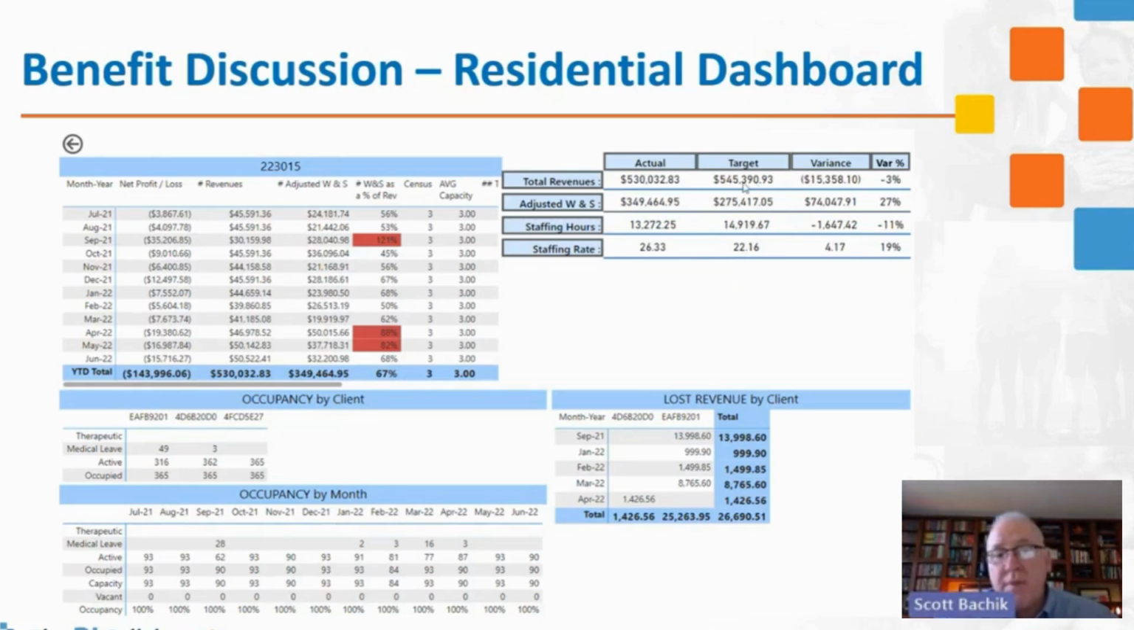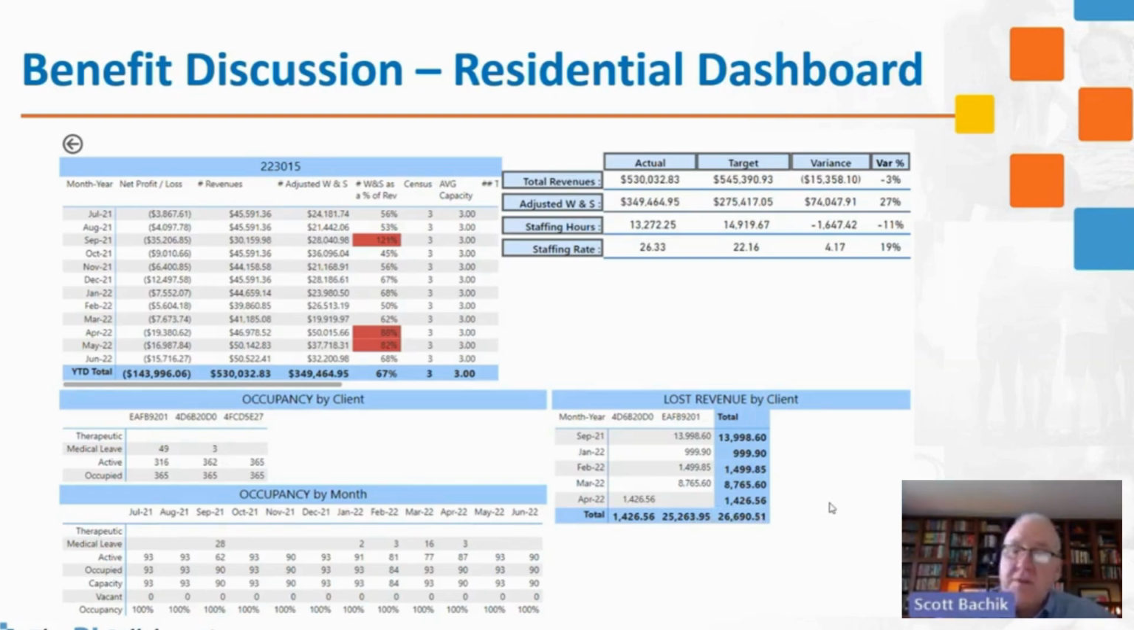Where are we really, because we're not performing well in this specific cost center or facility, where is it? You can see there's a negative variance of $15,000 related to revenue. Well, what drives revenue? Well, the first piece is, is there any vacancy? You can see down in that chart where it says occupancy, there's all zeros across for vacant. So there was no vacancy. However, when you look at the therapeutic and medical leave, you can see that individuals were out of the home. That loss of revenue equated to almost $27,000. So there was part of why the revenues were off.